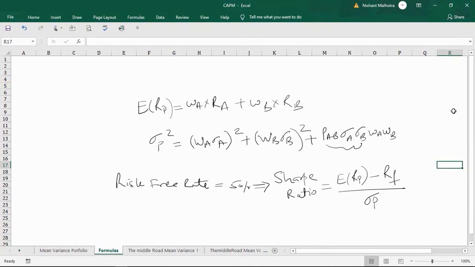So we look at different correlations: when it's perfectly correlated, both 1 and -1, and when it is between 0 and 1. The risk-free rate is 5%. The Sharpe ratio is something known as a risk-adjusted return. It's the expected return of the portfolio minus the risk-free rate, divided by the standard deviation of the portfolio.